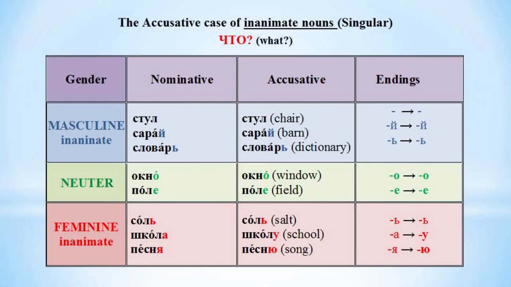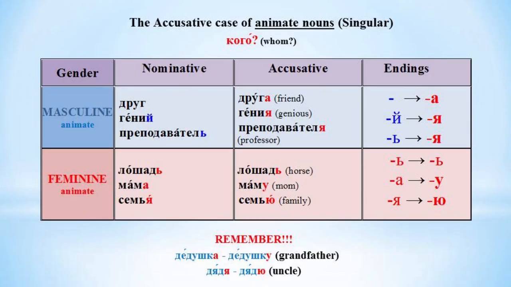If feminine nouns end with letter я, and we want to make this noun accusative, we have to remove letter я, and instead of letter я, we will put letter ю. For example, песня, nominative, and песню, accusative. That was pretty straightforward, right? Okay, and now let's talk about the accusative case of animate nouns.